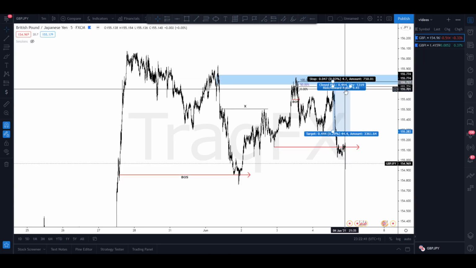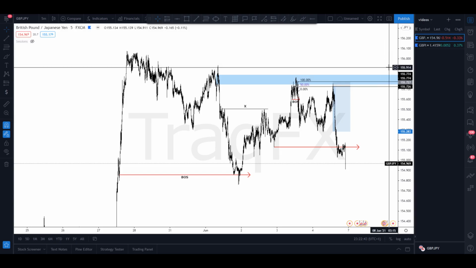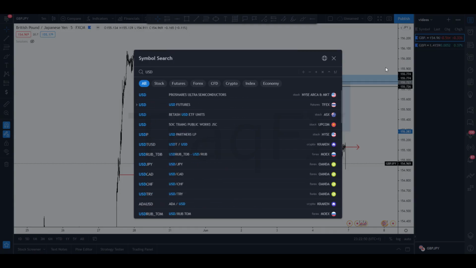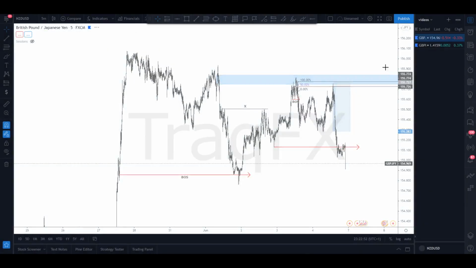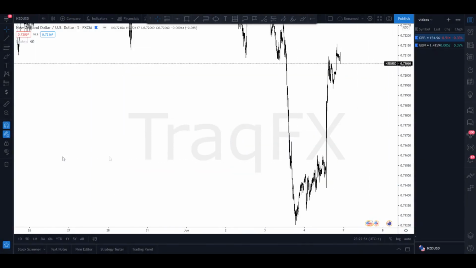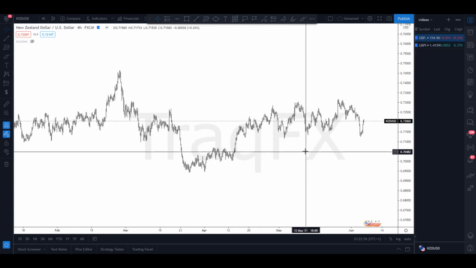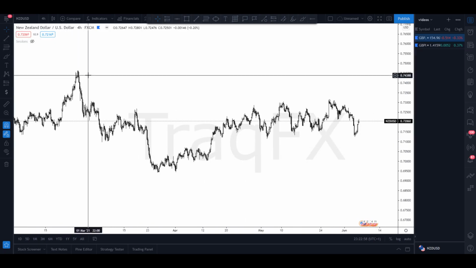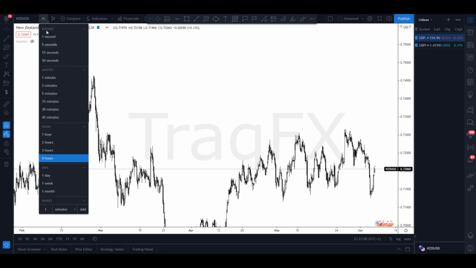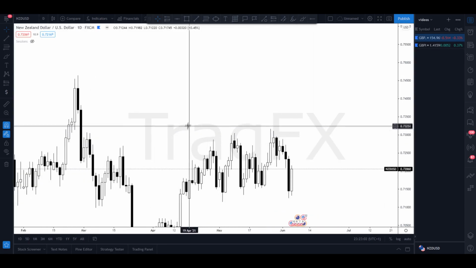Now, if you don't like looking for confirmation, this is for the people that don't like confirmation. I have something for you as well. So let's go to NZD USD actually, because this is a potential trade I'm focusing on later on in the year. So if you don't like looking for confirmation and entries and you're not that type of person, I have something for you as well. Don't worry.